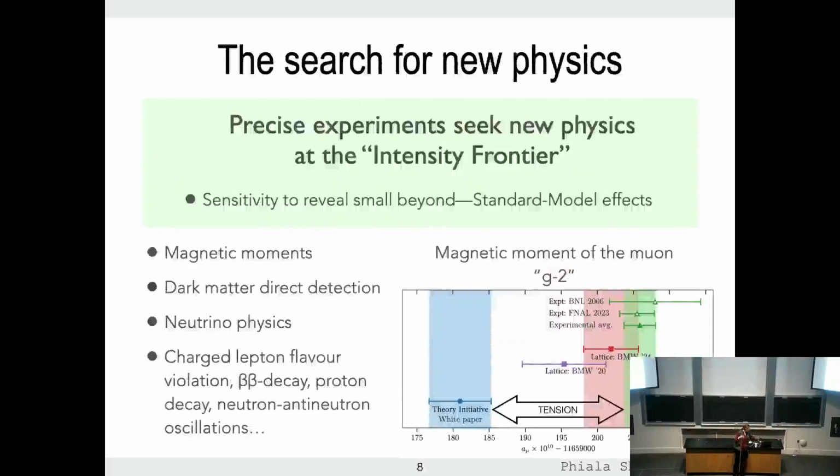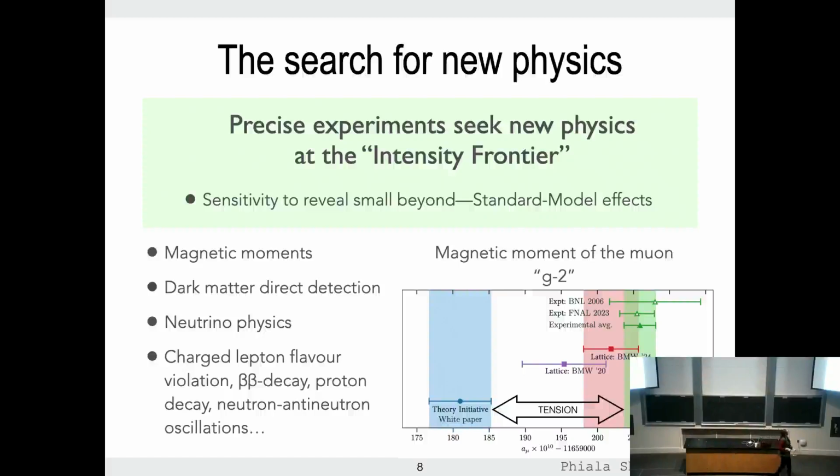So all of these things tell us that there is physics beyond the standard model, and we'd like to find it. Now, of course, there are many ways we search for physics beyond the standard model. Just one of those many is through what's called searches at the intensity frontier. So this is very precise experiments looking for, say, very small deviations from standard model predictions.